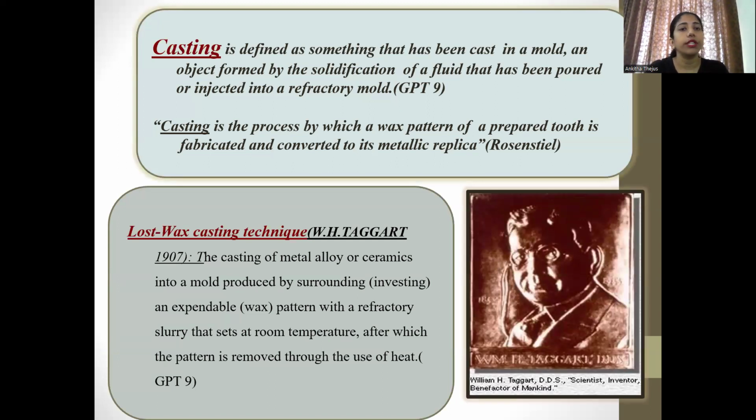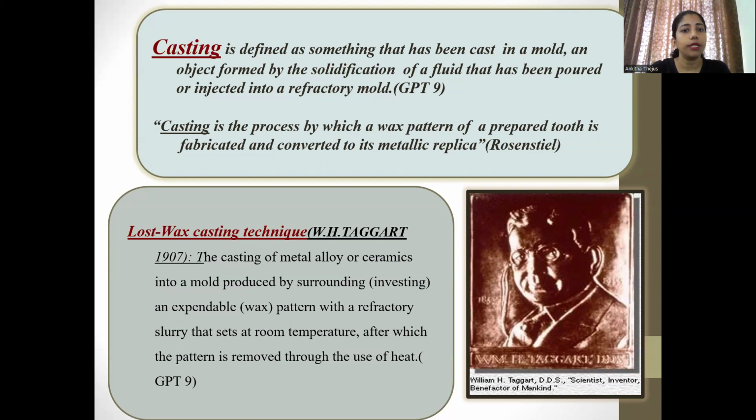Next, we move on to the definition of casting. A casting is defined as something that has been cast in a mold, an object formed by solidification of a fluid that has been poured or injected into a refractory mold. Casting is a process by which a wax pattern of a prepared tooth is fabricated and converted to its metallic replica. According to Rosenstiel, casting is the process by which a wax pattern of a prepared tooth is fabricated and it is converted to its metallic replica.